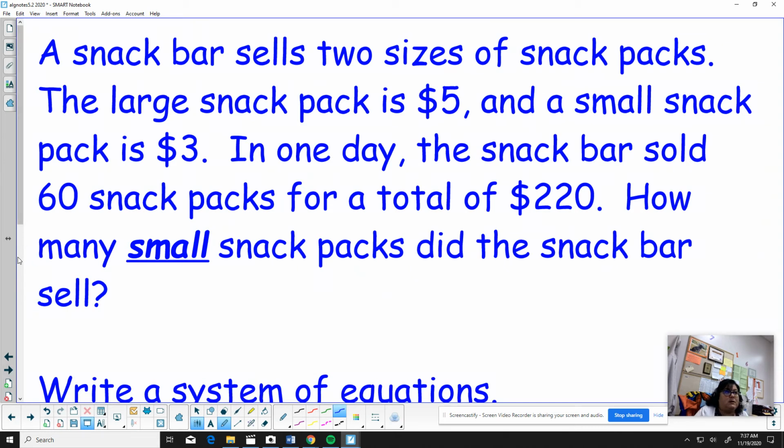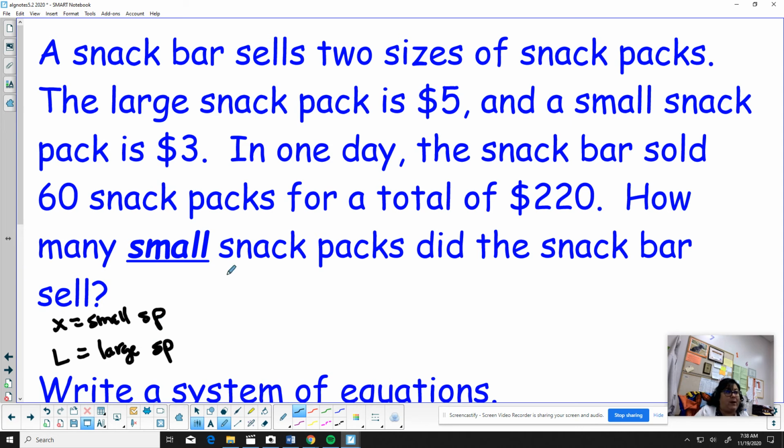All right, so here's a story problem. It says a snack bar sells 2 sizes of snack packs. The large snack pack is $5 and the small snack pack is $3. In one day, the snack bar sold 60 snack packs for a total of $220. How many small snack packs did the snack bar sell? So we're going to set up 2 equations here, one about cost and one about the number of snack packs sold. Let's do x is the small snack packs and L is the large, L for large.